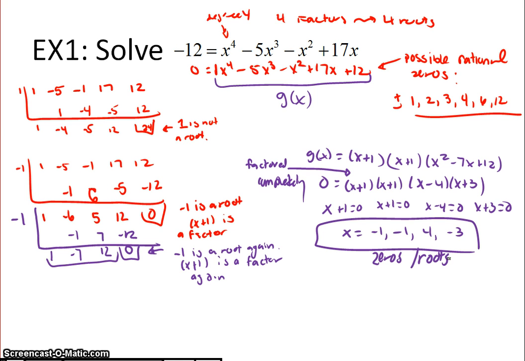Okay, so remember, list off your possibilities and start trying. Try 1. If it doesn't work, try minus 1. If it works, you get a 0 remainder. Try it again and keep trying it. When you get down to a quadratic, factor it like we did quadratics. Okay, let's move on to the next example.